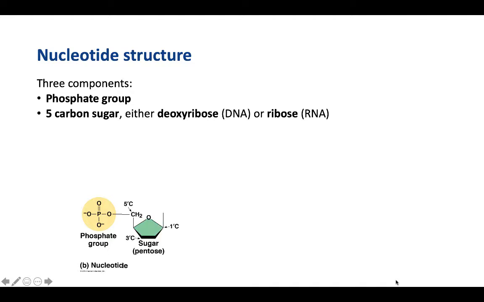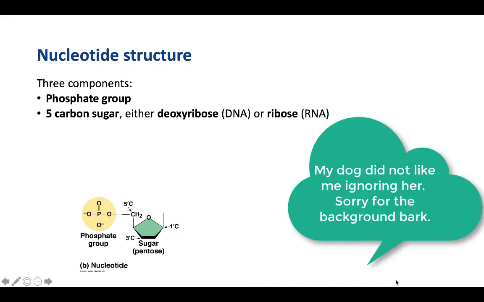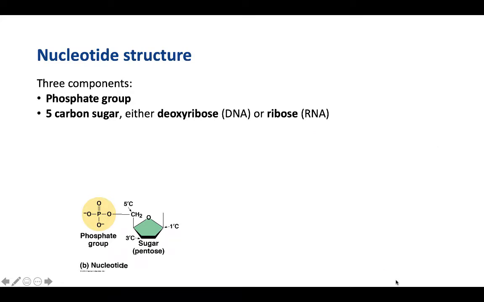Now, if we're talking about a DNA nucleotide, then the sugar is called deoxyribose. If we're talking about RNA, then the sugar is called ribose. And on the next slide, we'll see some differences in the structure. But either way, the sugar tells you which kind of molecule you're talking about, because DNA stands for deoxyribonucleic acid. RNA, the R stands for ribose, or ribonucleic acid.